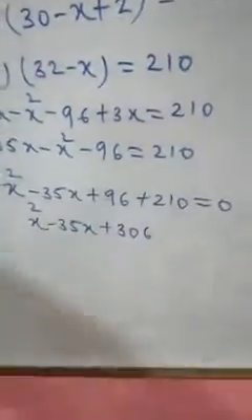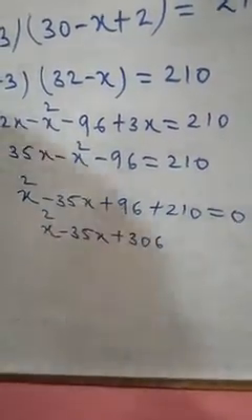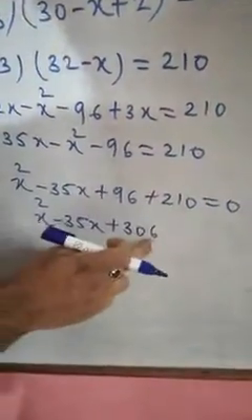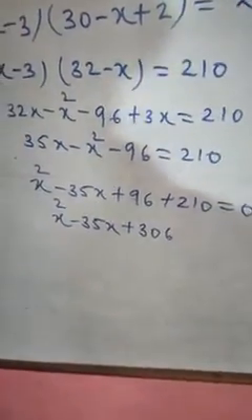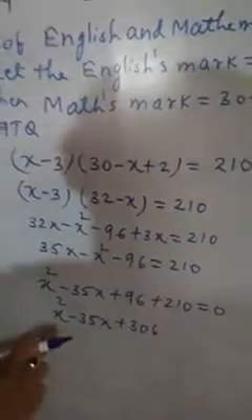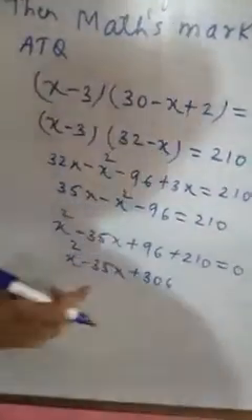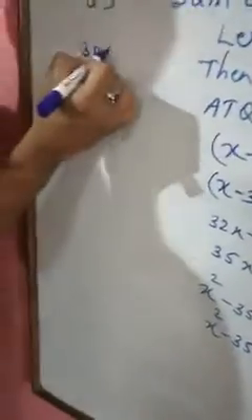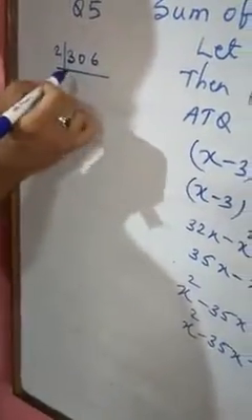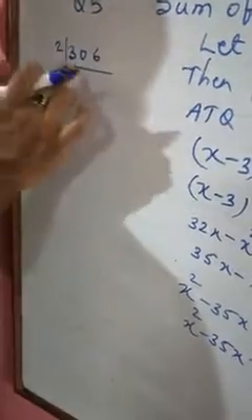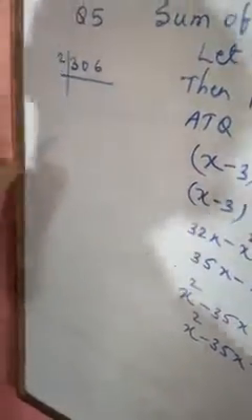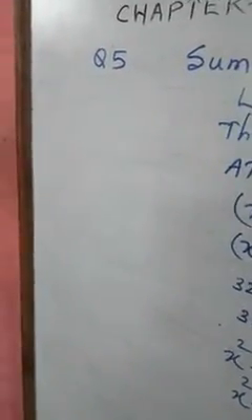Now we have to factorize or apply the quadratic formula. For factorization, we have to break 306 in such a manner that we get the middle term and the common number. Or we can apply the quadratic formula. Both ways we can do. If we go with the factorization method, we have to break 306. Otherwise, we can apply the quadratic formula.